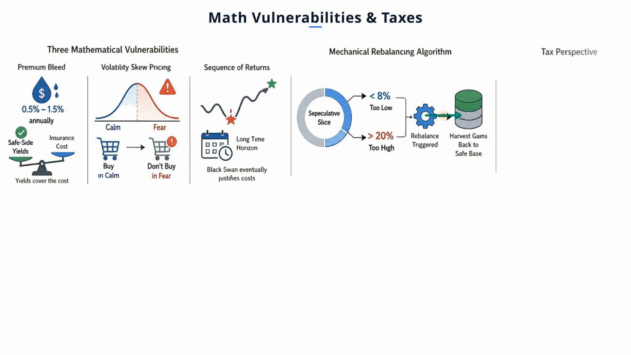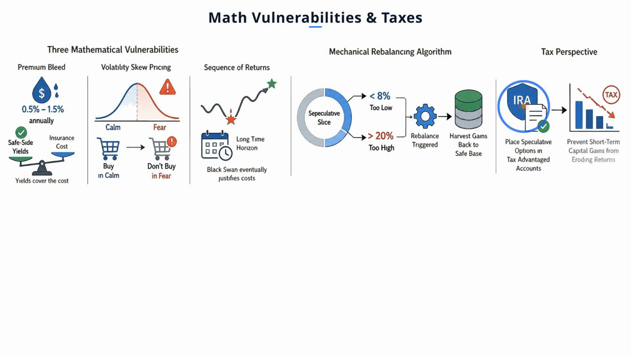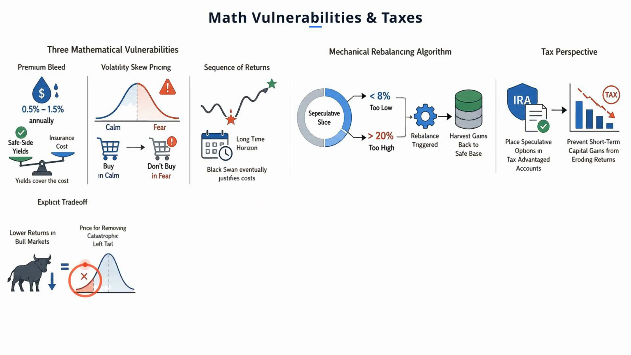From a tax perspective, placing speculative options inside tax-advantaged accounts like IRAs is critical to prevent short-term capital gains from eroding returns. Ultimately, the barbell investor accepts lower returns during bull markets as the explicit price for removing the catastrophic left tail of the distribution.